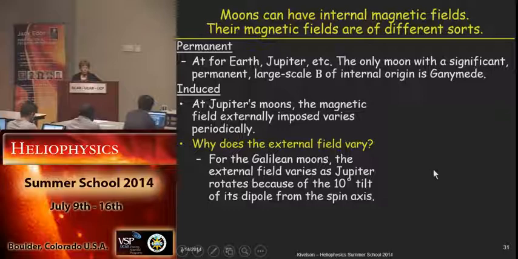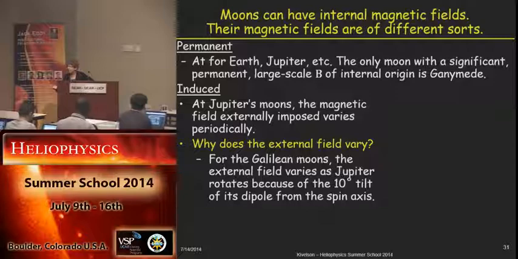Just to remind you, remember what Faraday's law says: dB/dt is equal to minus curl E. So as soon as you change a magnetic field, you produce an electric field. If you have an electric field in a conducting medium, it drives a current. Currents drive magnetic fields. You've got a loop. A changing magnetic field produces a changing current, and the current produces a perturbation magnetic field.